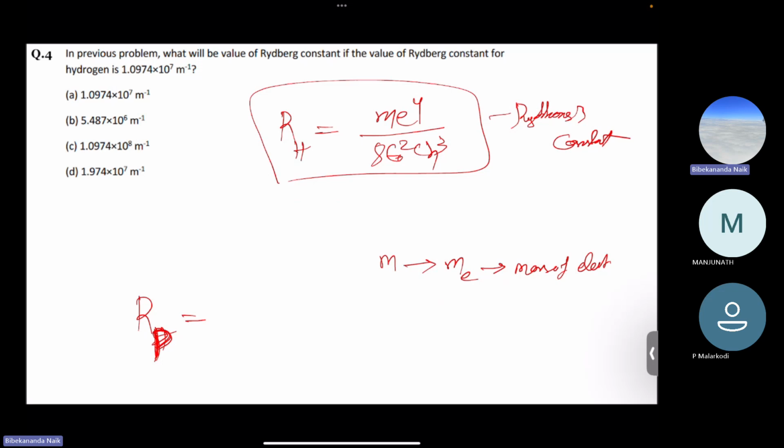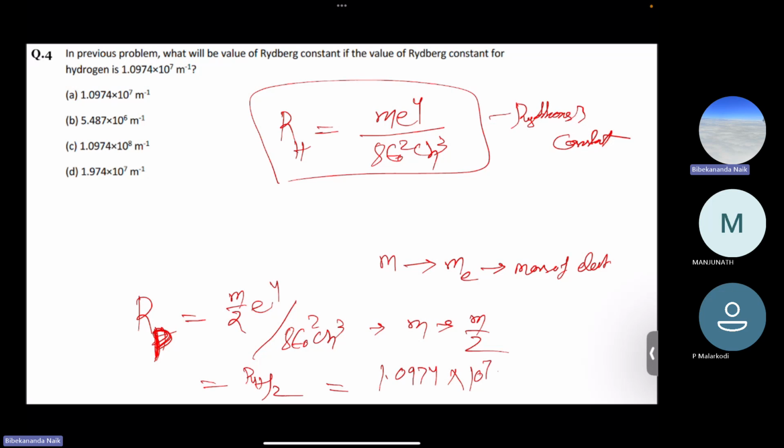Here, since for positronium the reduced mass is different, it will be m by 2 e to the power 4 divided by 8 epsilon 0 square c h cube. So only m is changed to m by 2. So it will be half of that value, RH divided by 2. 1.0974 into 10 to the power 7 divided by 2 will give you 5.487 into 10 to the power 6. So RP will be 5.487 into 10 to the power 6 meter inverse.